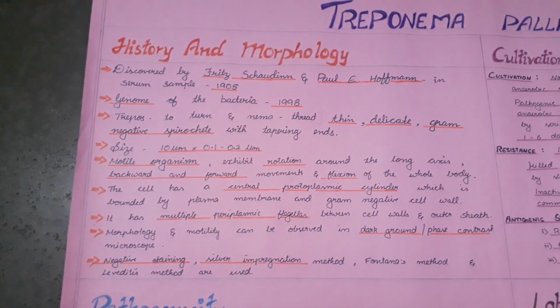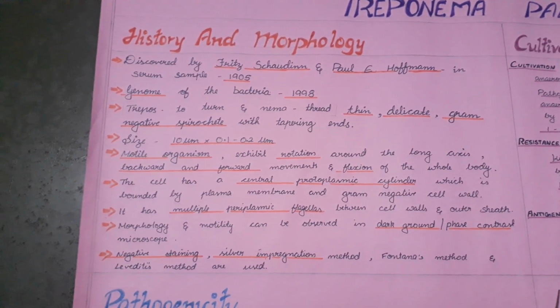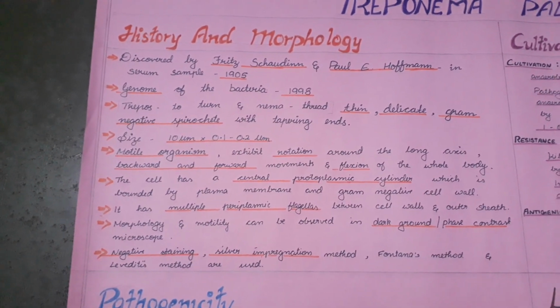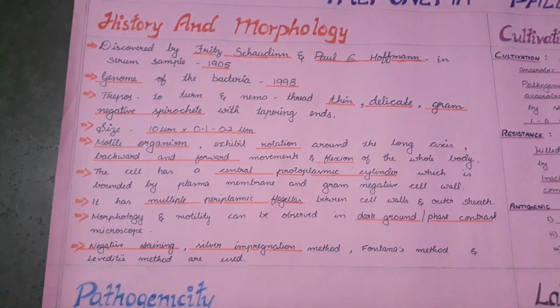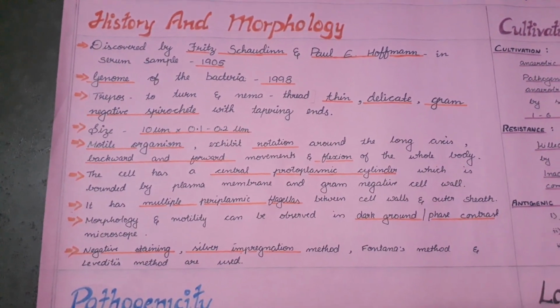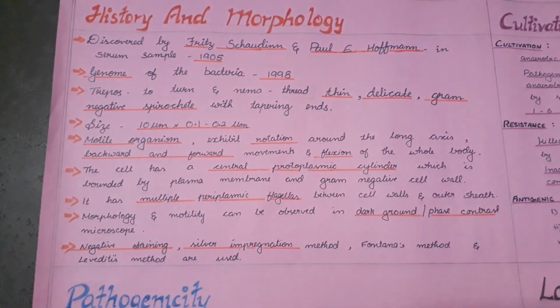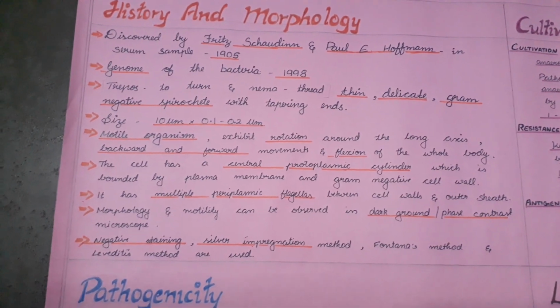The word Treponema was coined from two words, tripos and nema. Tripos meaning to turn and nema meaning thread. The organism is a thin, delicate, gram-negative spirochete and it has tapering ends. The size is 10 μm in length and 0.1 to 0.2 μm in width.